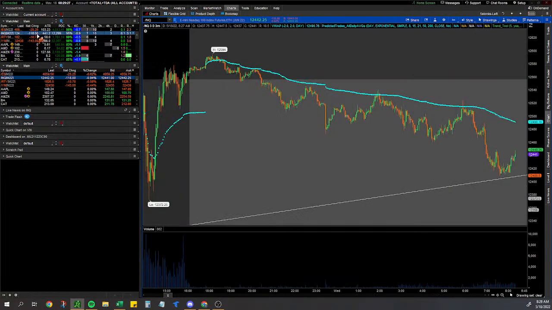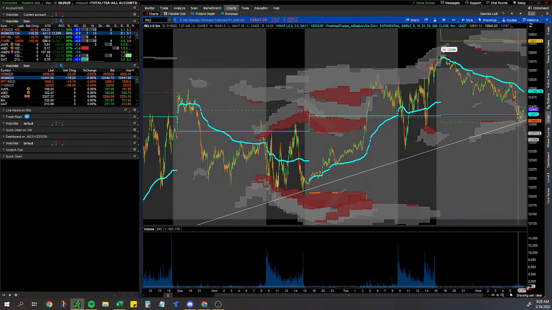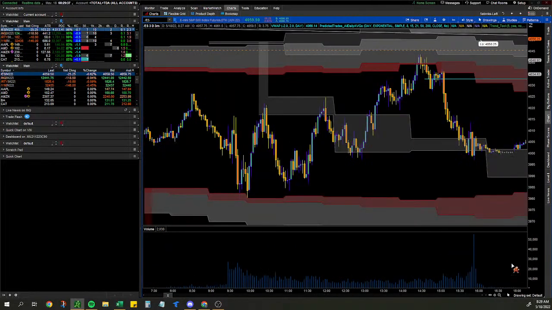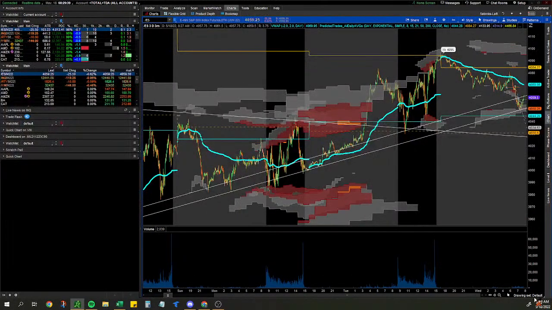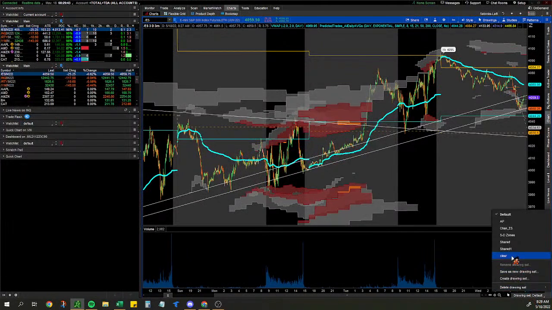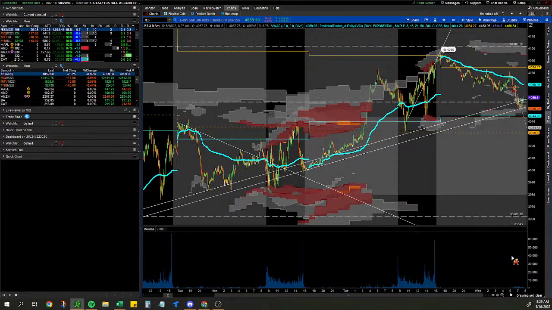In Q, I'm sorry, let me go back to ES. One last point to make, because I don't have any of my key levels up. There we go, now we got some key levels.